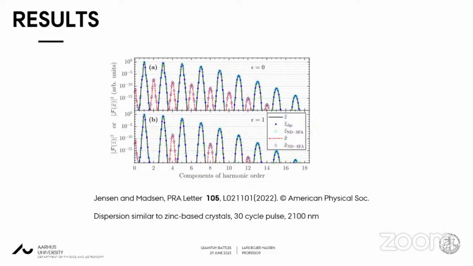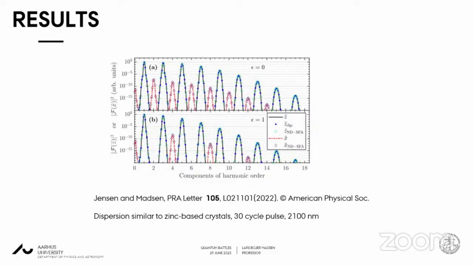That's the Fourier transform of the dipole acceleration in the polarization direction. And then we have the strong field approximation, which is on top, and we get odd harmonics because the crystal is symmetric. Then we have a non-dipole contribution here, which gives rise to even harmonics.